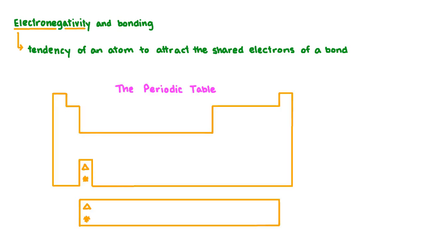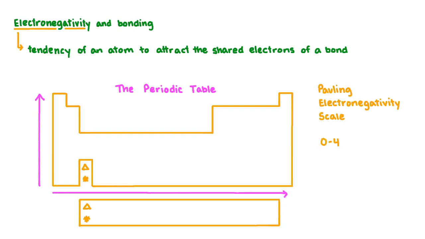Electronegativity is the tendency of an atom to attract the shared electrons of a bond. Looking at the periodic table, electronegativity generally increases as you move up a group and from left to right across a period. The Pauling electronegativity scale, a unitless scale which ranges from 0 to 4, gives us a way to quantify the electronegativity of atoms. Fluorine has the highest electronegativity value of 3.98, while elements like potassium have much smaller electronegativity values.